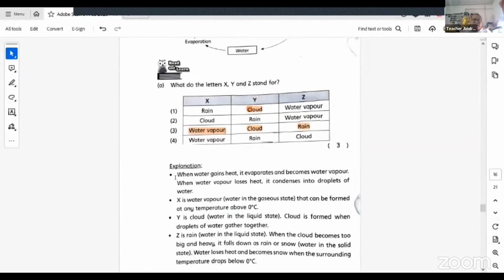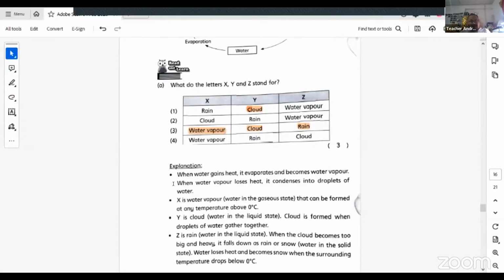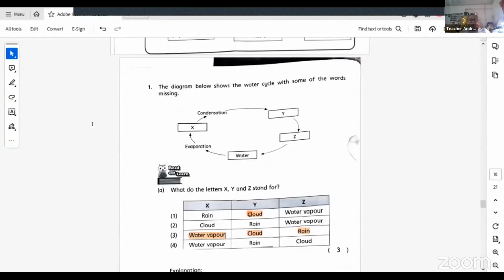So the explanation is: when water gains heat, it evaporates to form water vapor. When it reaches the sky, which is too cold, it loses heat and condenses into droplets, and droplets form clouds. When the cloud becomes too heavy, it forms rain, and rain comes back to the ground and becomes water. This is how we explain these questions, all right?